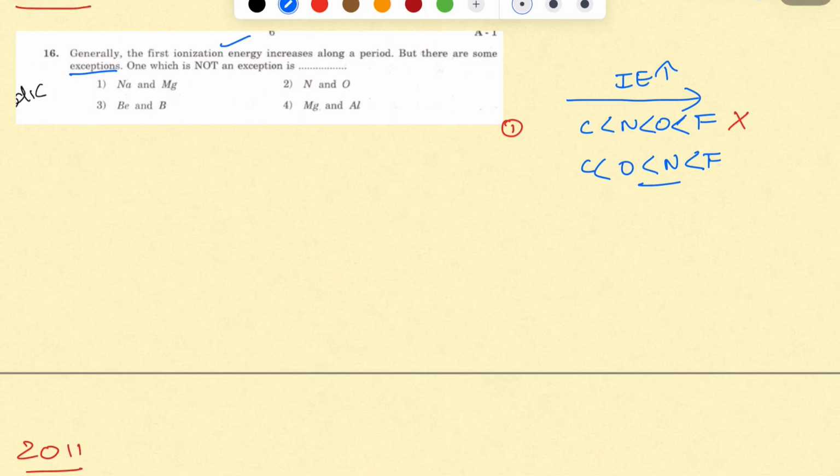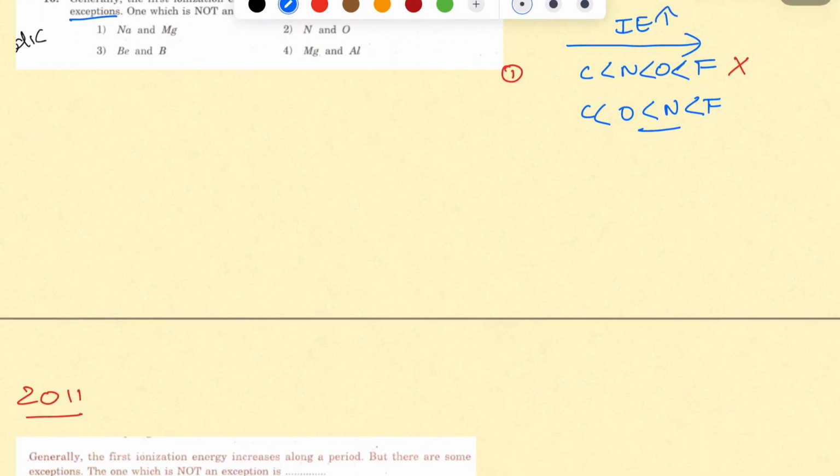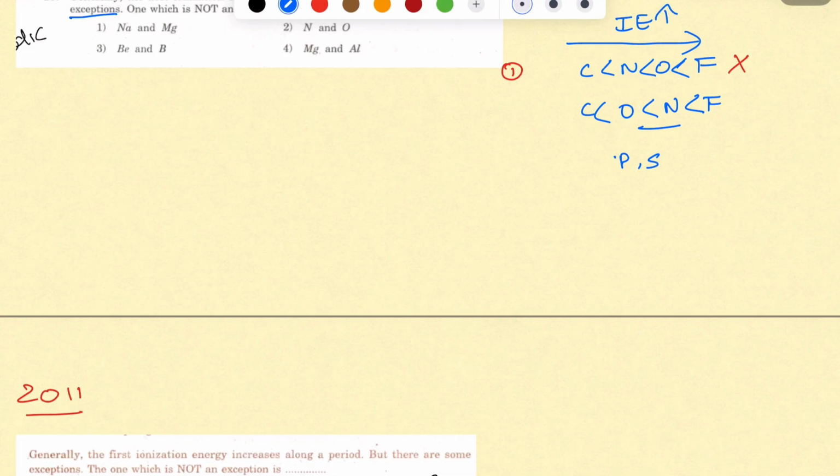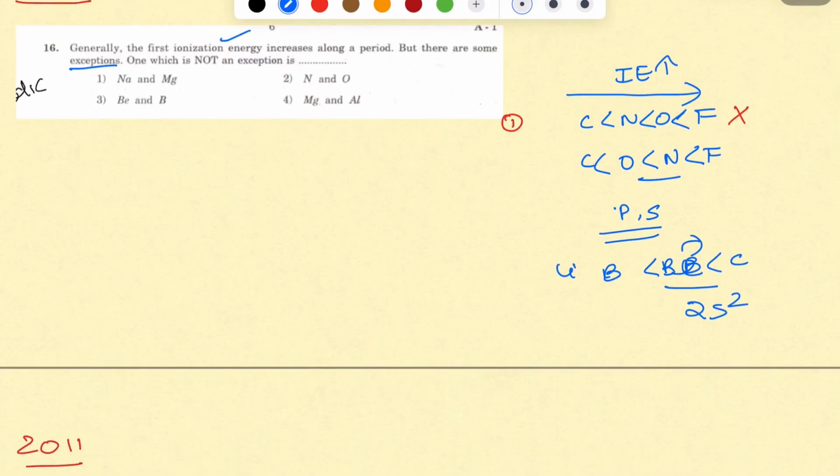Why? Because of electronic configuration. Similarly, this holds good for phosphorus and sulfur. Or if you see beryllium, it has fully filled 2s2, and boron. If you see the second period, we have lithium, beryllium, boron, carbon. Here also, what do we think? This is the order, but this is not the right order. Why? Because it has a fully filled configuration, ionization energy is more. So the correct order will be lithium. Next comes beryllium, which requires more energy than boron. Why? Fully filled 2s2 configuration. So this is about a few exception cases.